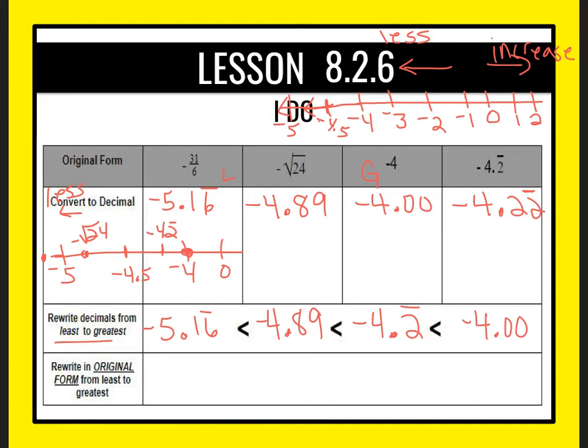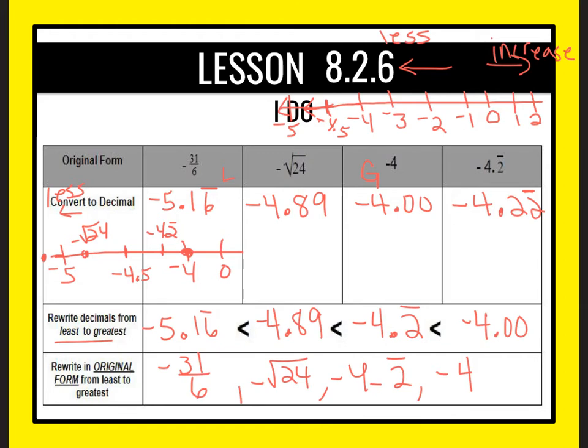So now let's rewrite everything in original form. -31 divided by 6 is equivalent to that. The next one in line, from least to greatest, would be negative square root of 24, my original. Then -4.2 repeating. And -4 would be the largest.